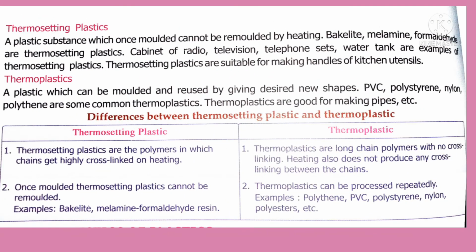The next topic is thermosetting plastics. It is a type of plastic which once molded cannot be remolded. That means we can say it is a permanent material. Some examples are bakelite, melamine, formaldehyde. Most of the electrical appliances are made up of this bakelite because it is a bad conductor of electricity. It cannot be remolded by heating.